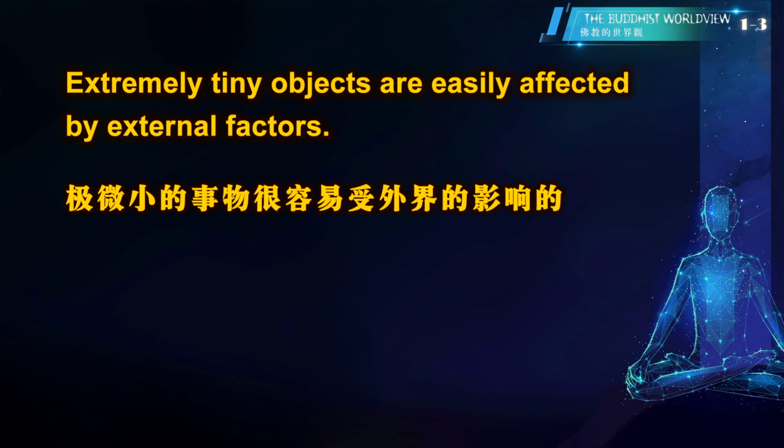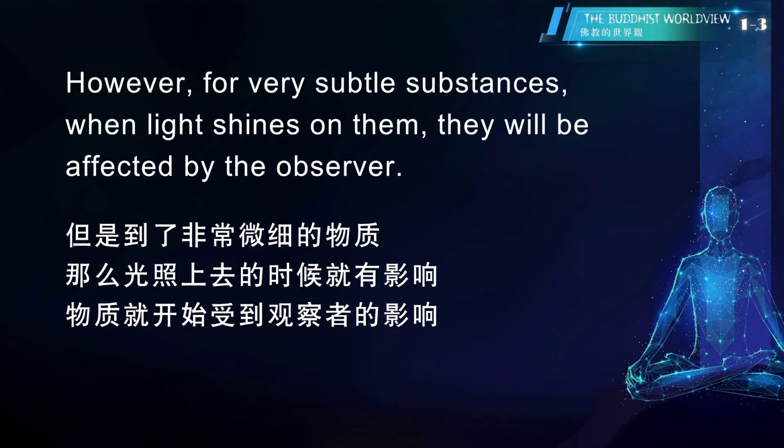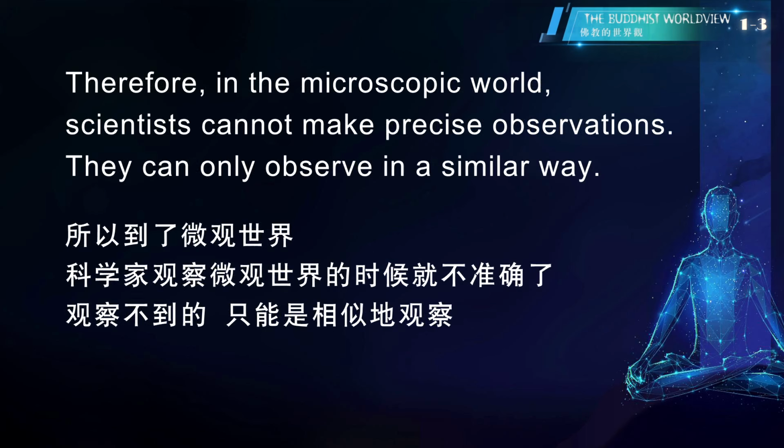Extremely tiny objects are easily affected by external factors. For example, for a cup, whether light shines on it or not, its mass or velocity are barely affected. However, for very subtle substances, when light shines upon them, they will be affected by the observer. Therefore, in the microscopic world, scientists cannot make precise observations. They can only observe in a similar way.